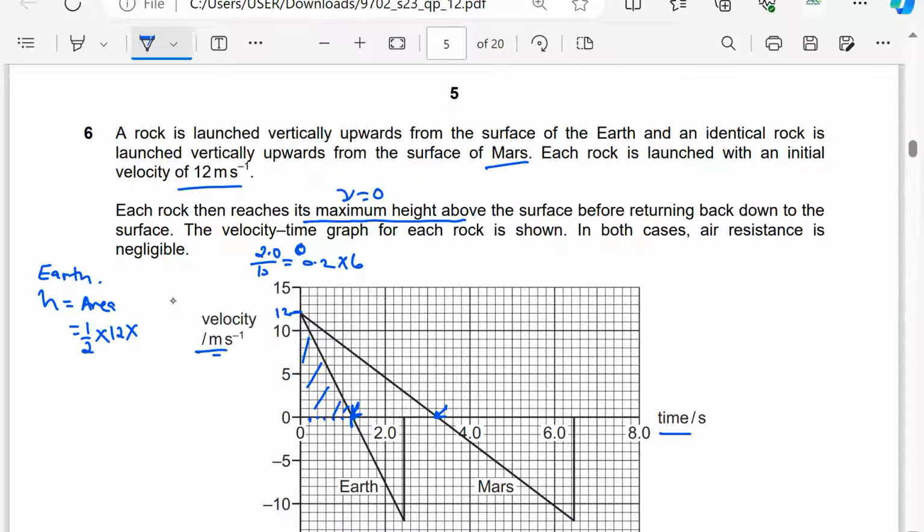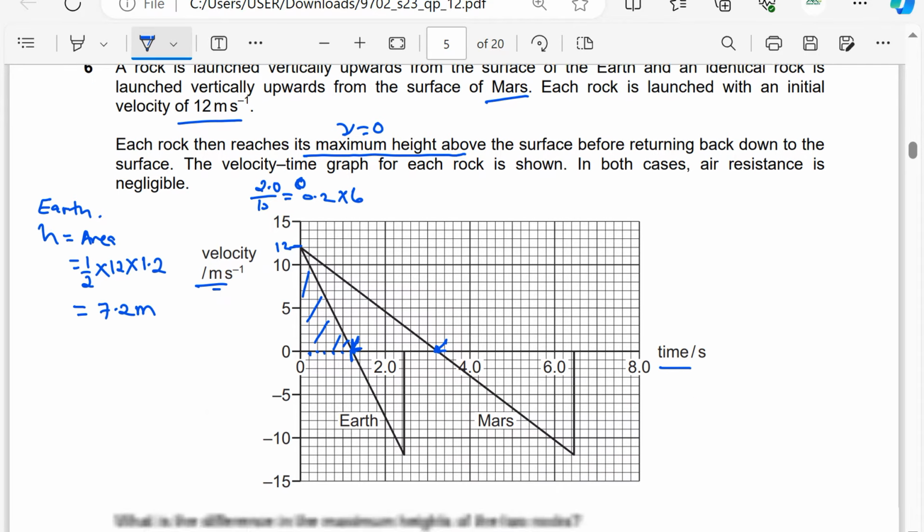So this is 1.2 seconds. So times 1.2 seconds. I think this is 6 times 1.2, which is 7.2 meters. That is h, the maximum height on Earth.